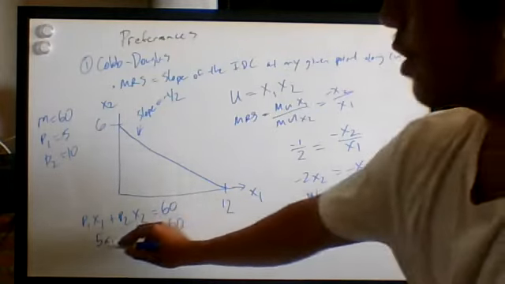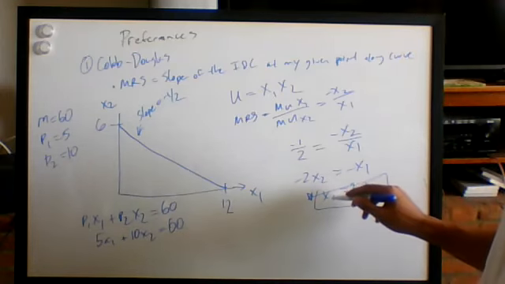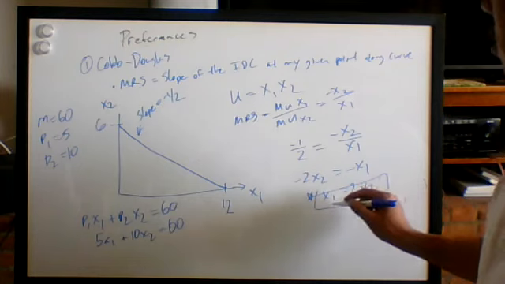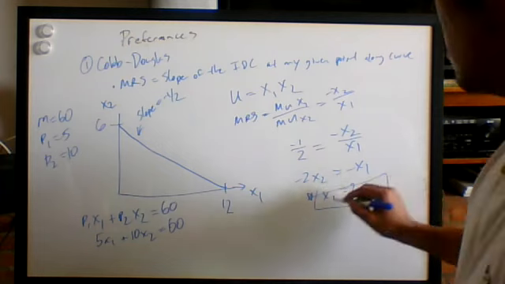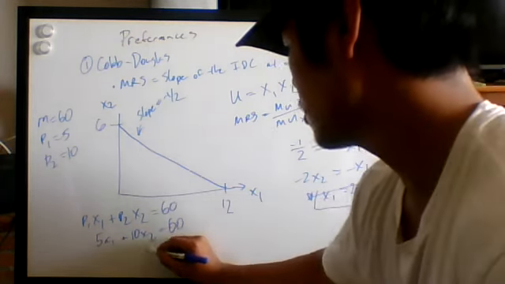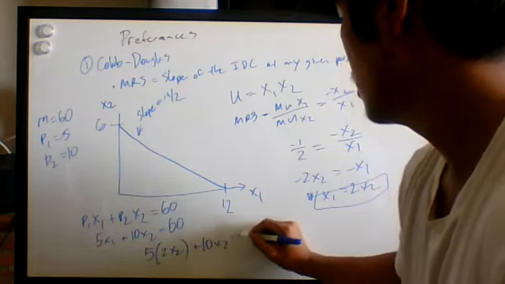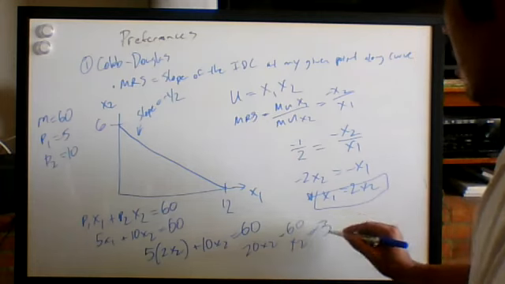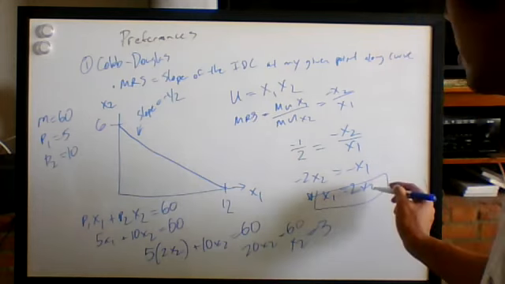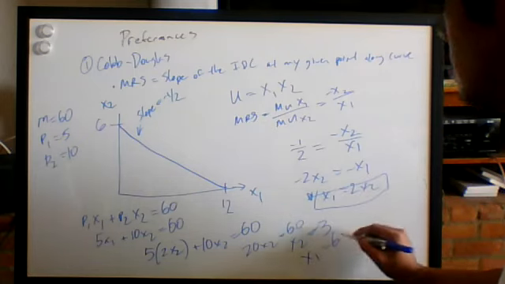In addition, I still don't know what x1 and x2 are, but I know the relationship between those two. You see how I have x1 is equal to 2x2? I can sub this in for the value of x1 right here, so that I get 5 times 2x2 plus 10x2 is 60. This yields 20x2 is equal to 60, which means that x2 is equal to 3, right? And because I now know what x2 is, I know what x1 is. x1 is equal to 6, right?